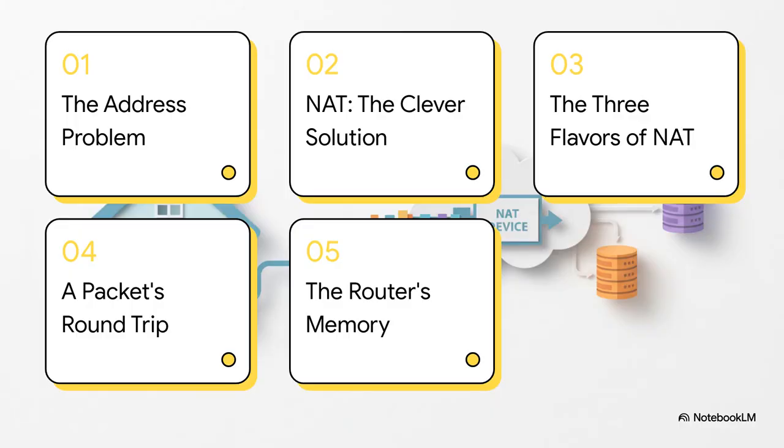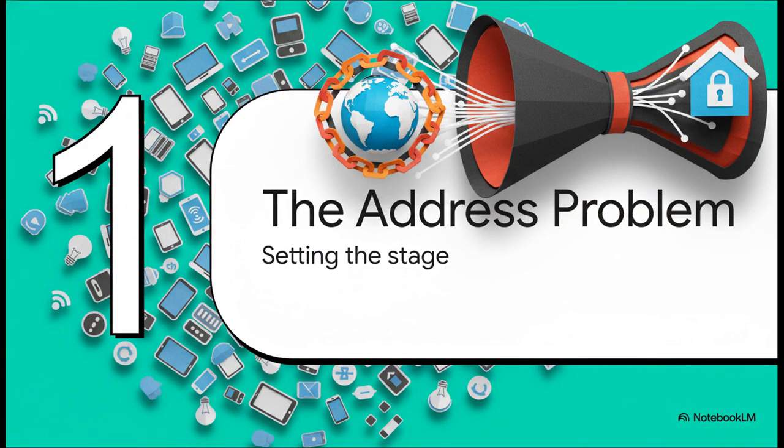Okay, so here's how we're going to break this down. First, we'll dig into that address problem. Then we'll see how NAT came along as this really clever solution. After that, we'll look at the three main types of NAT. We'll follow a single piece of data on its journey to the web and back. And finally, we'll peek inside the router's memory to see how it keeps everything straight. Let's do it.